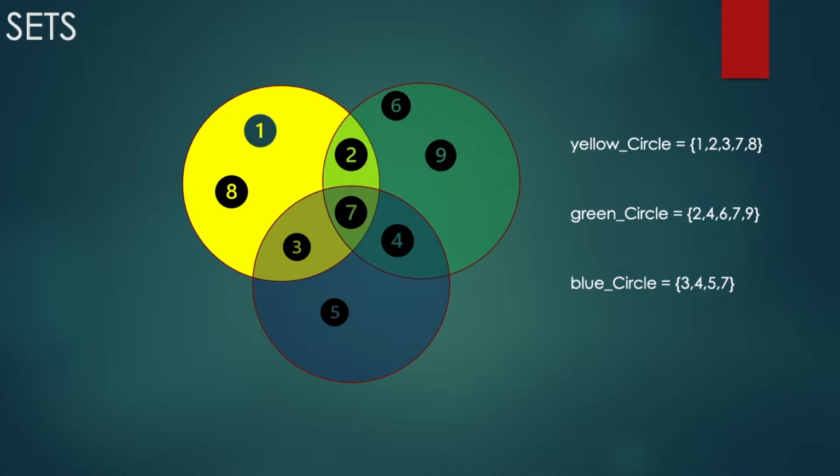Now there can be different operations you want to do, where you want to find which are the common numbers between the yellow and green circles. So you can do an intersection between those two and you'll get the output 2 and 7. If you want to do it for all three circles, then 7 is the answer. And if you want to see which number is not part of yellow and green, then you do a difference of the blue circle with the other circles, and you'll get the number 5.